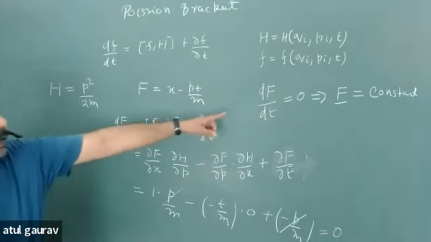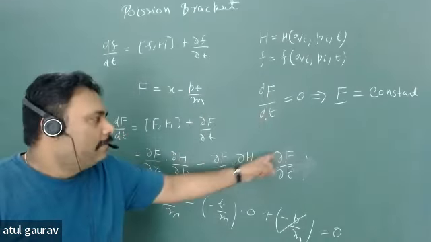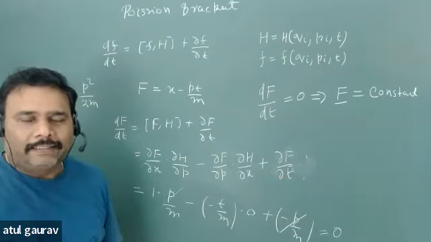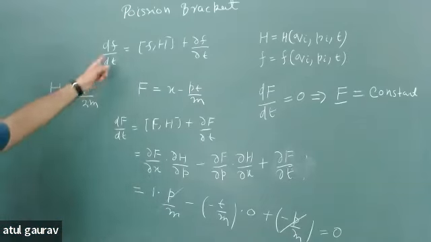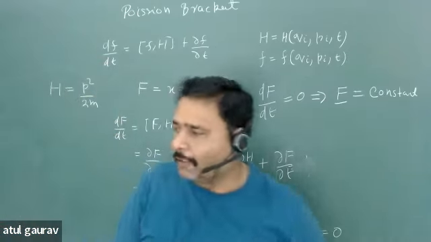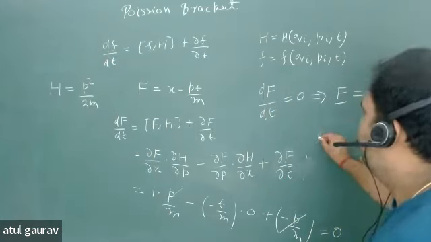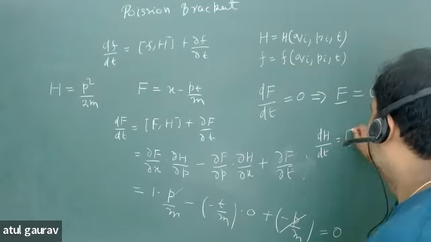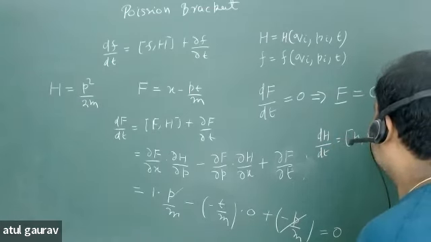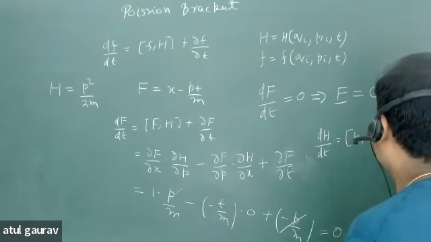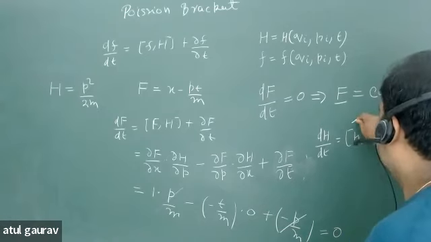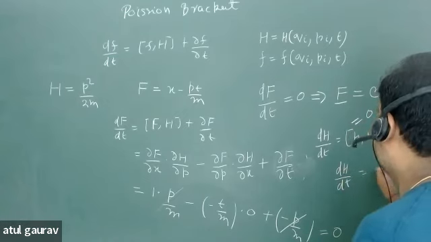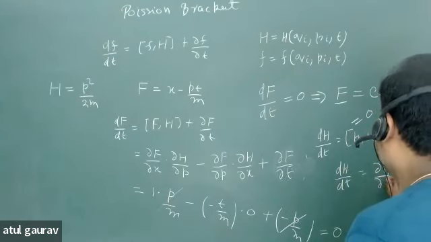And you can also see that df/dt is not equal to ∂f/∂t. That is only correct for the Hamiltonian, isn't it? Suppose we are talking about the Hamiltonian. Then dH/dt must be equal to {H, H} plus ∂H/∂t, and {H, H} is 0. So you have dH/dt = ∂H/∂t.